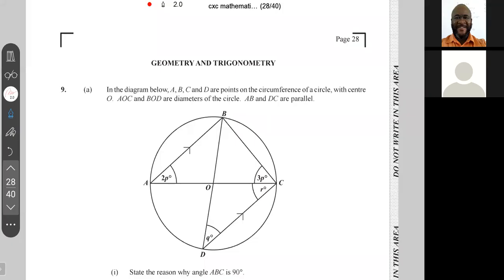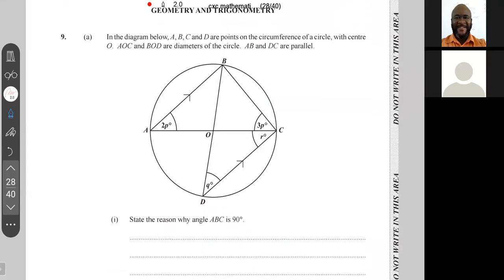All right, so this is question number 9, January 2021. This says, in the diagram below, A, B, C, and D are points on the circumference of a circle with center O. AOC and BOD are diameters of the circle. AB and DC are parallel. So all that they're saying, we can see the diagram for ourselves.